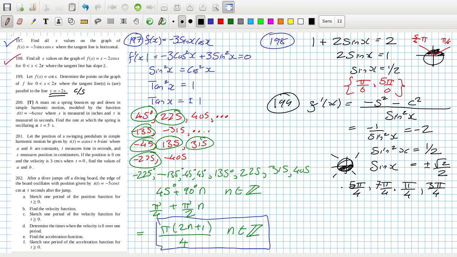But they want the points. You have to get the cotan of each of these. Right, so 1, 2, 3, 4 answers here: pi over 4, 3 pi over 4, 7 pi over 4, and 5 pi over 4. It's cotan, isn't it? Yeah. Okay.